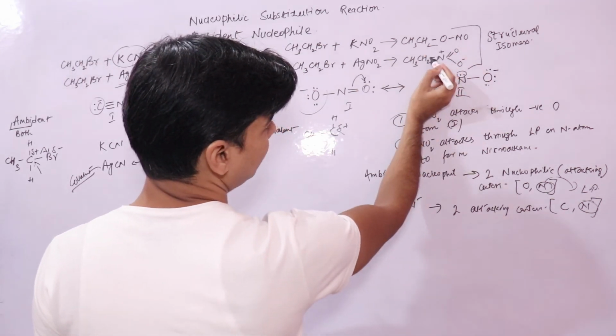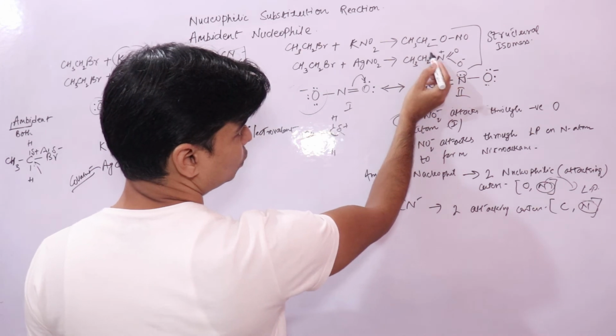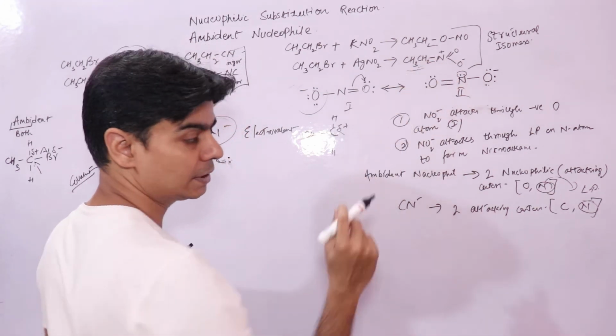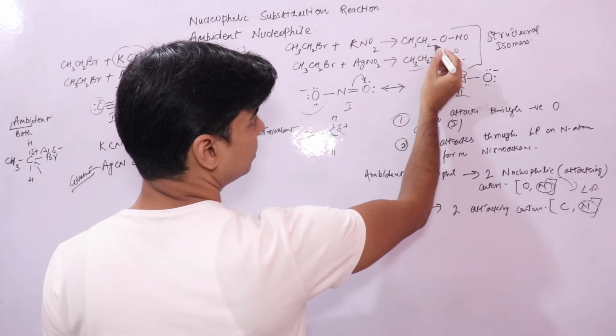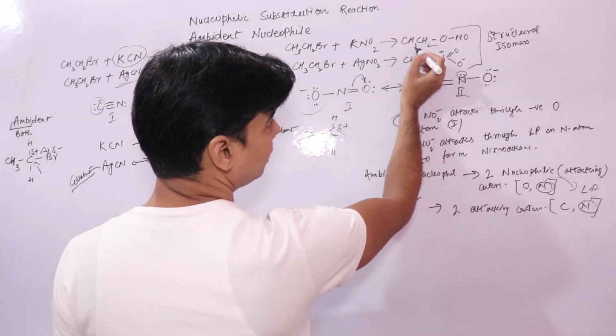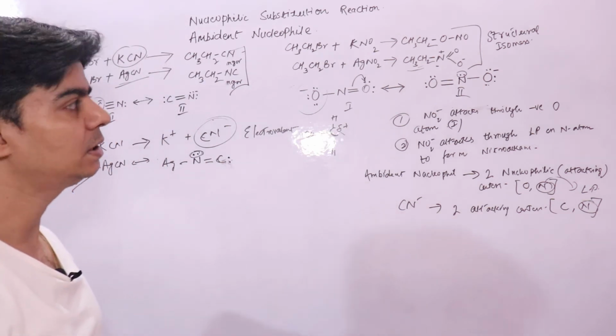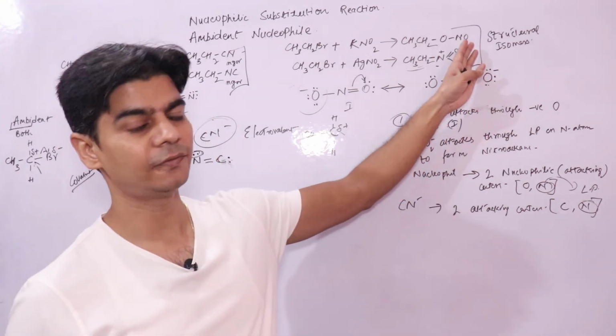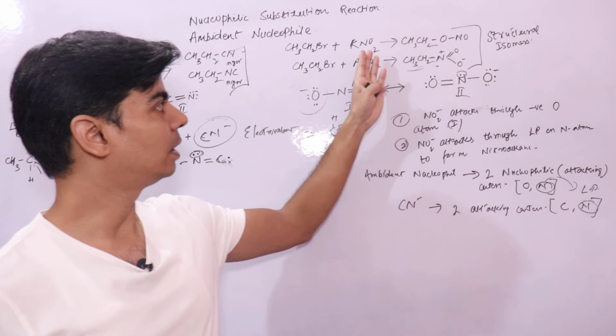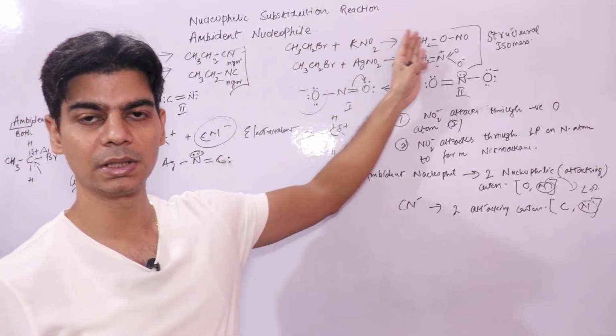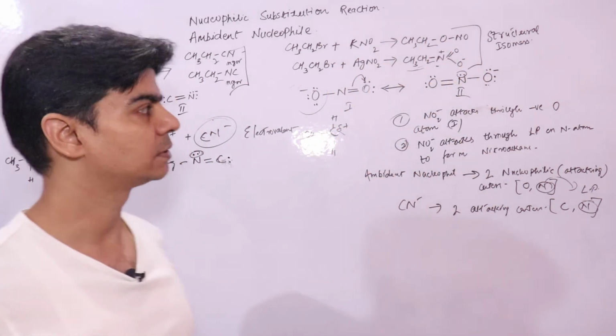In this structure it is connected to the electron deficient carbon through the nitrogen atom. In this structure the ethyl group is connected through the negative oxygen atom, right. So they have the same molecular formula but different structure. So these ambident nucleophiles will result in structural isomers, right.